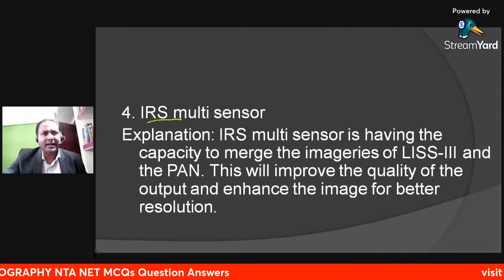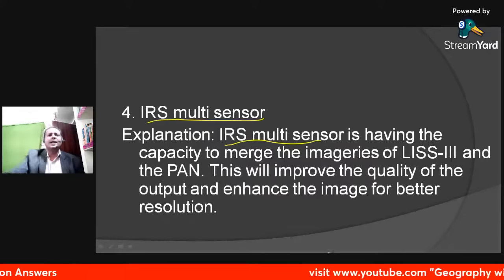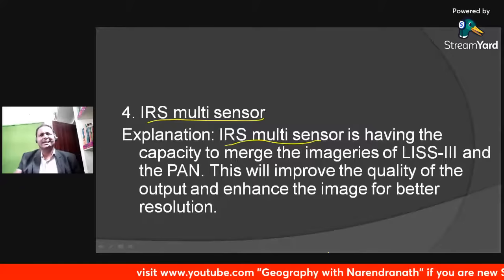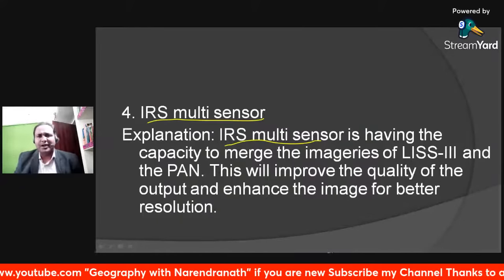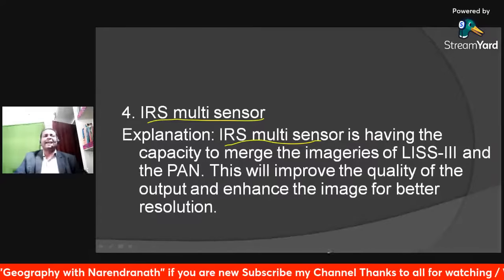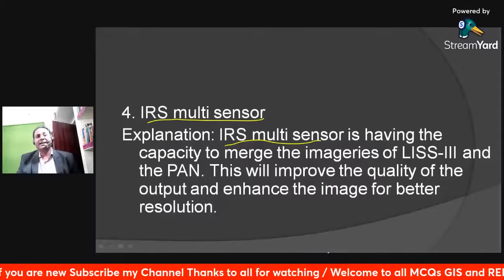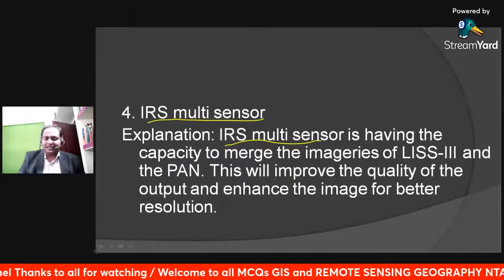Why do you choose IRS multi-sensor? Basically, IRS multi-sensor has the capacity to match the imagery of LISS 3 and Pan. This will improve the quality and output, enhancing the image for better resolution. So it is very interesting. IRS multi-sensor is the correct answer in this question.